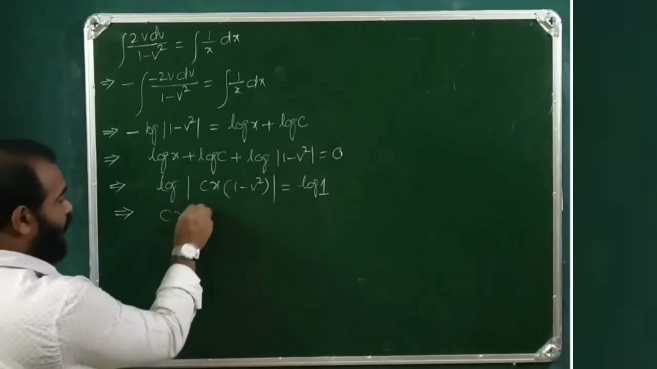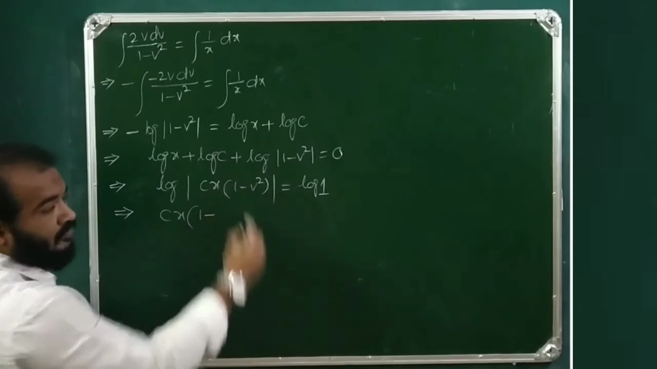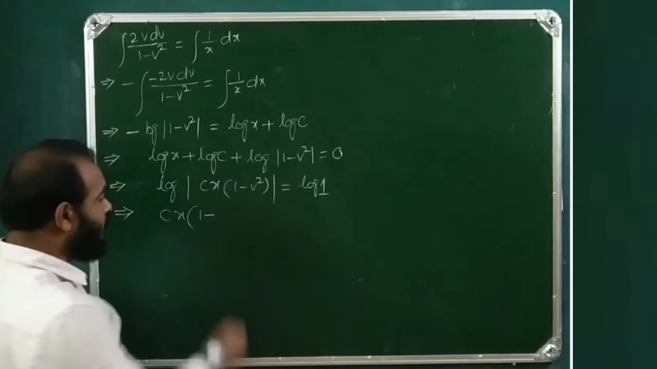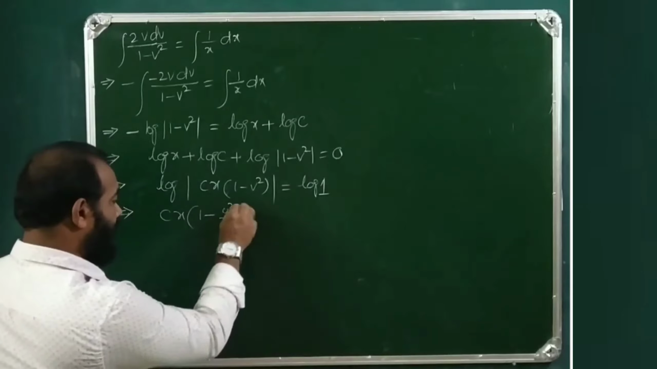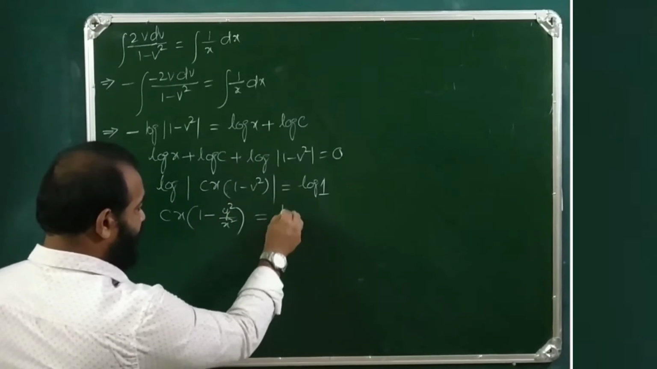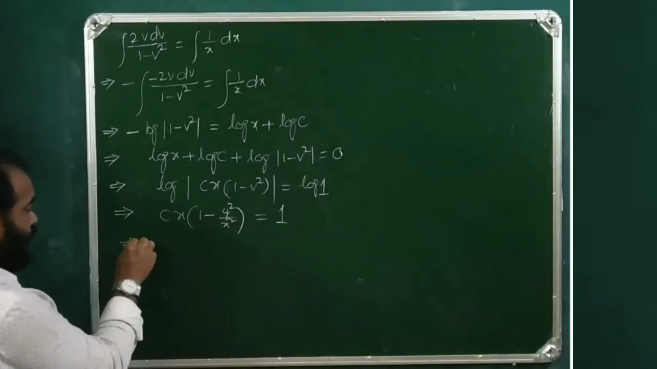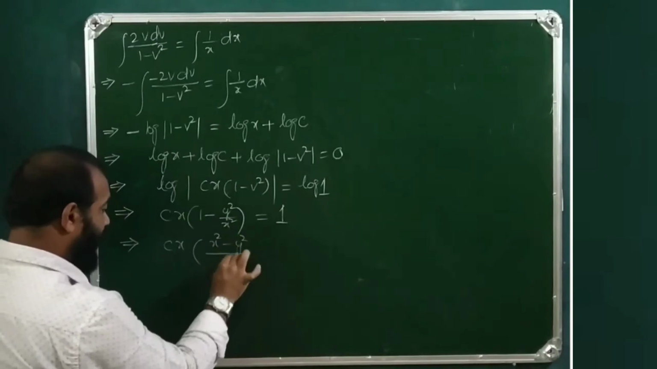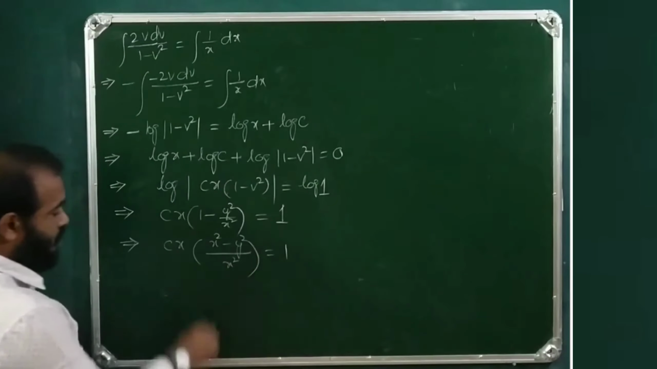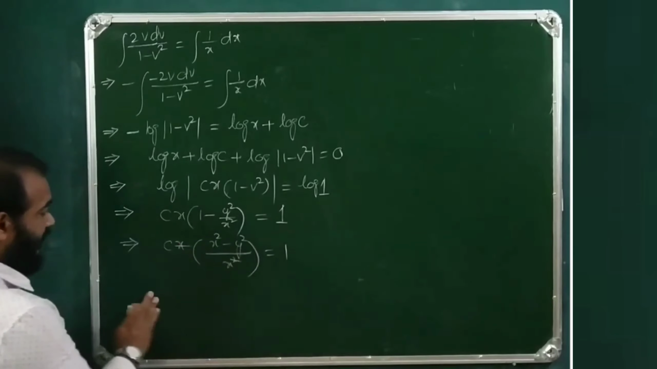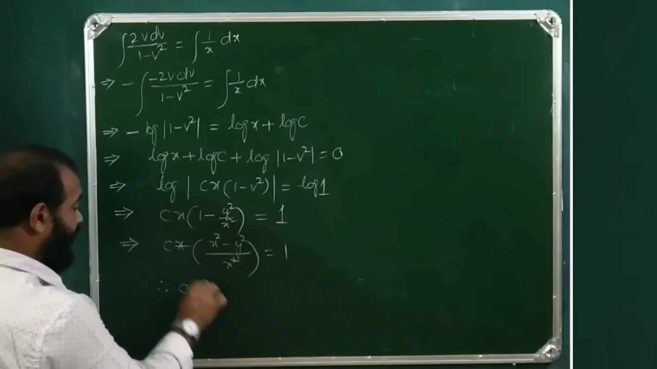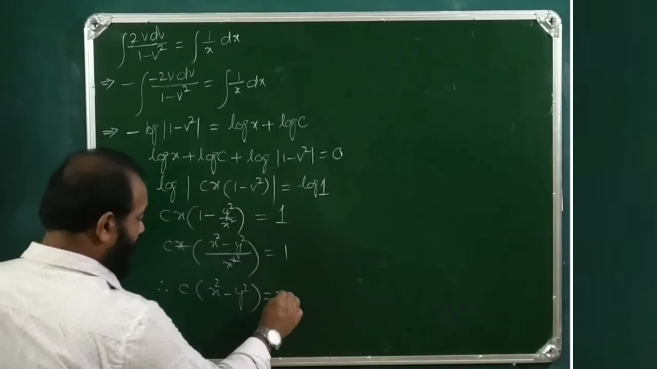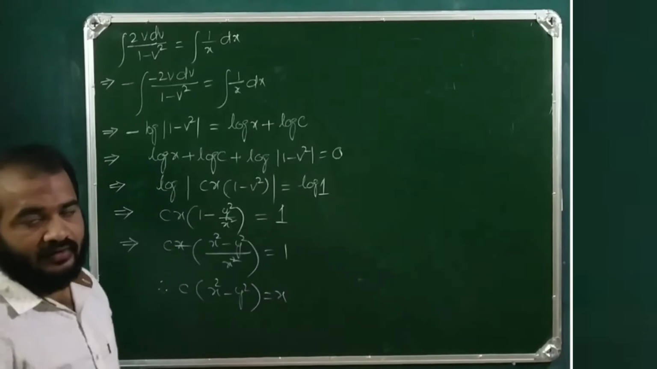Then this is cx into 1 minus, what is v? y by x. Remember, that's what we have taken before. So v is y by x. v square is y square by x square is equals to 1. This is equals to cx into x square minus y square by x square is equals to 1. So this x gets cancelled. Therefore, we are left with c into x square minus y square is equals to x, the required solution.